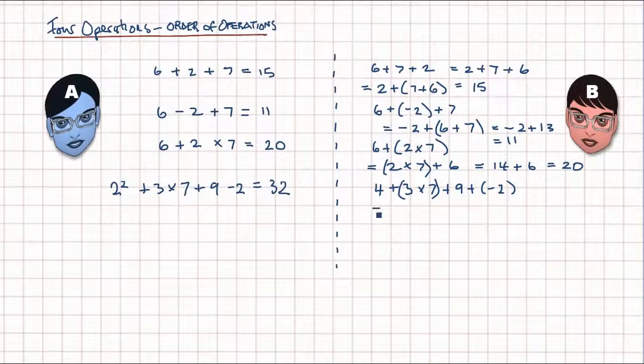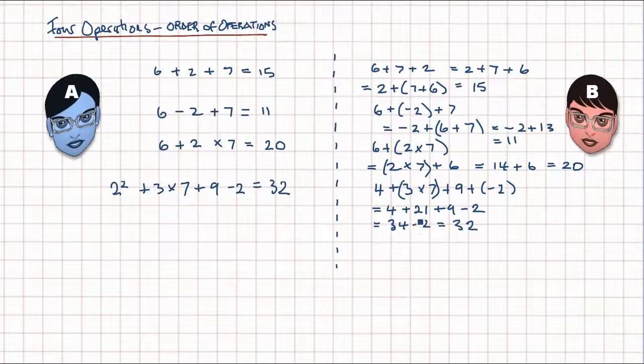So now we can simply work this out. 4 plus 21 then, plus 9, subtract 2, gives us, well, 21 plus 9 is 30, 34, subtract the 2, 32.